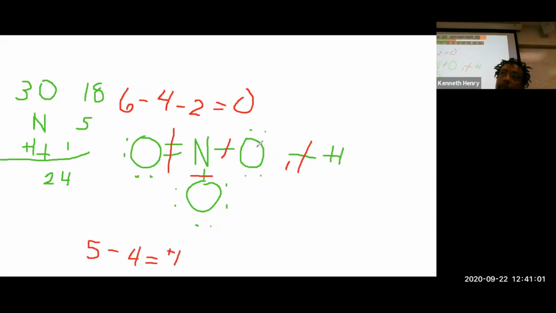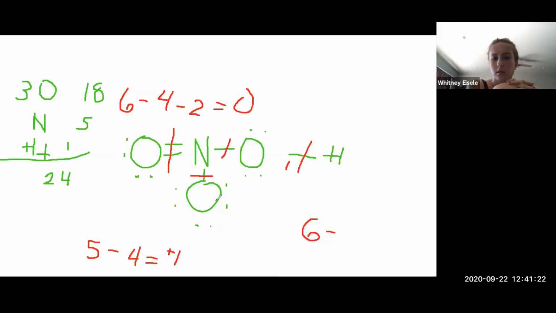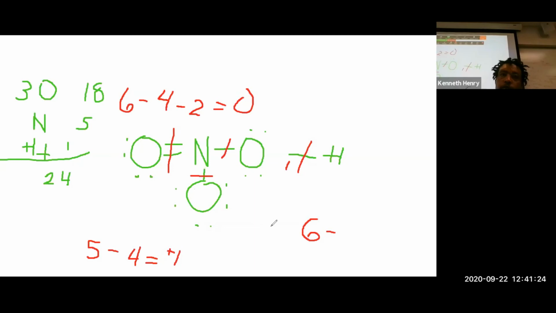Okay, now around here, let's do this one here. So this oxygen here, how many valence electrons does it have normally? 6. How many lone pair electrons do you have? 3 pairs. So that's a total of how many lone electrons? 6. And then how many bonds? 1.